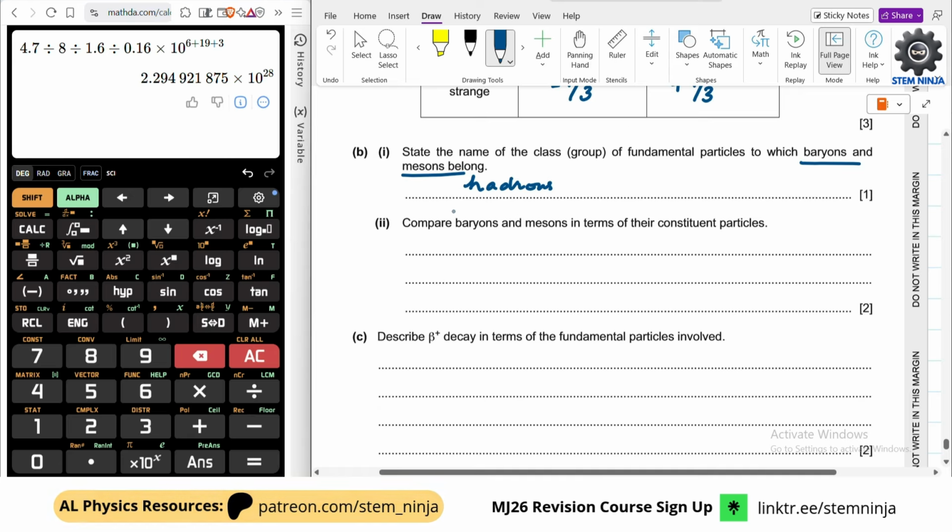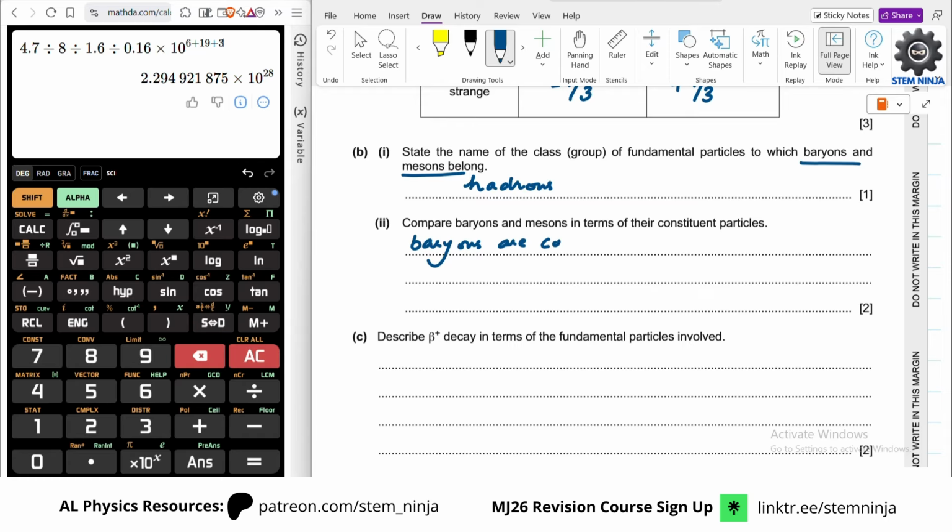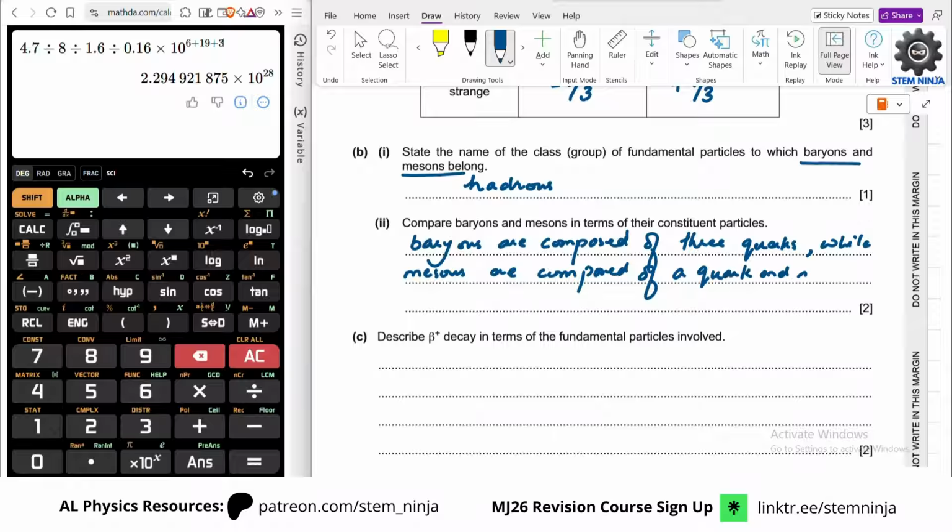So baryons are composed of 3 quarks, while mesons are composed of a quark and an anti-quark.